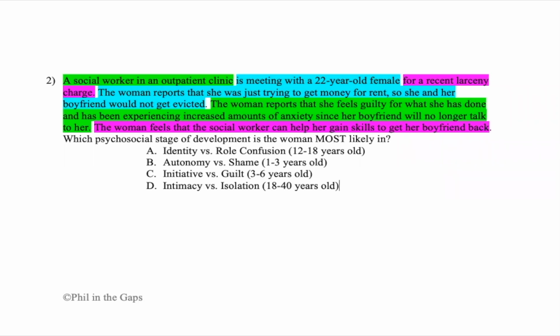She was stealing to get money. He stole her heart and he won't talk to her. One feels that the social worker can help her gain skills to get her boyfriend back. She wants him back. Please come back. So keep all in mind as we go through each answer choice.